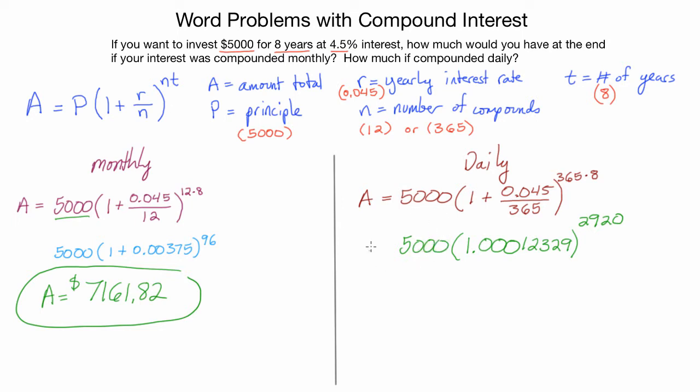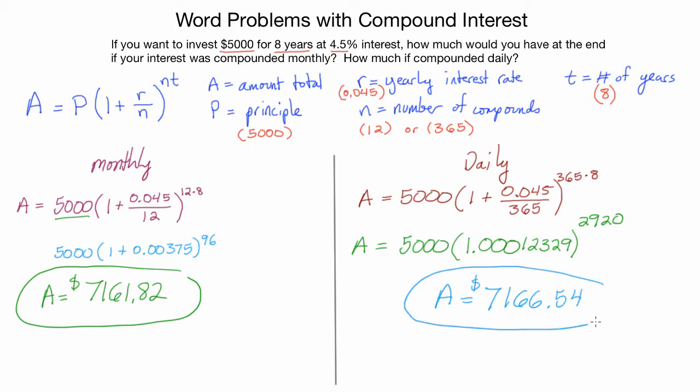So we still have a principal of $5,000. There's my amount, and let's see what all of this comes out to equal now. So 5,000 times 1.000122329 to the 2,920 power. And we get that my amount is equal to $7,166.54.